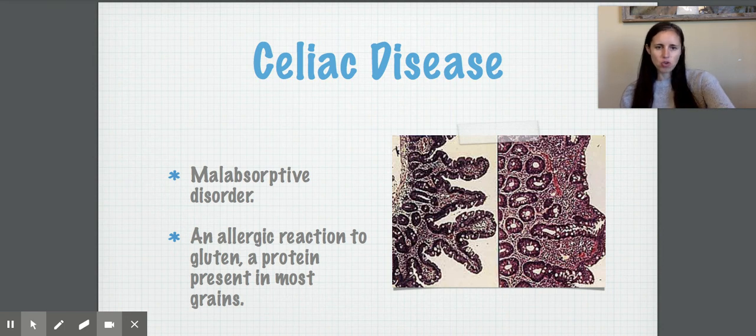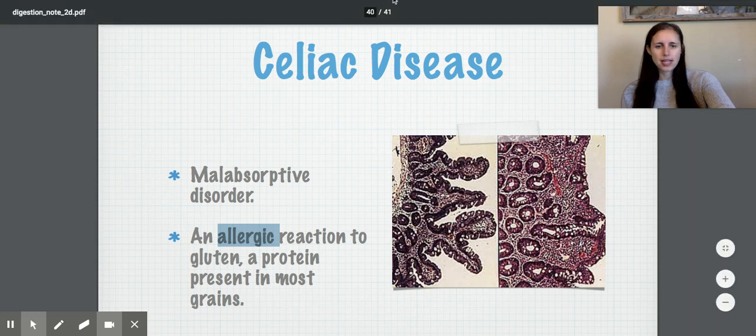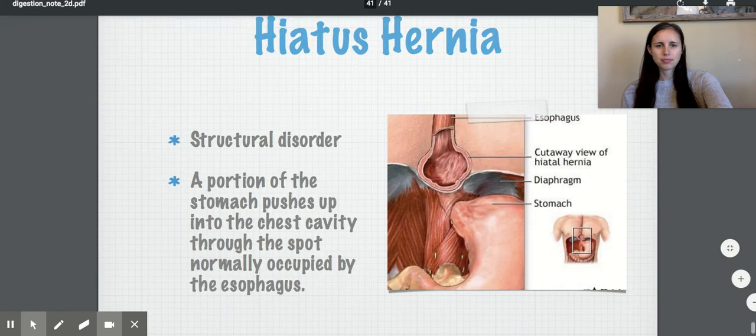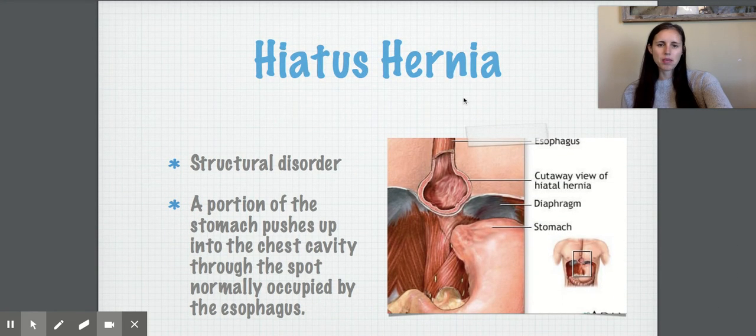So here we have normal villi and microvilli. Here we have swollen villi and microvilli. So you can see here, very easy to absorb food. Here, not so easy to absorb food because everything is so swollen. So it's considered to be a malabsorptive disorder. Again, allergic reactions are fascinating because we don't really know what causes them. So it's your body kind of acting weird to something it shouldn't act weird to. So again, celiac disease is something we don't know a ton about right now, but we are doing a lot of research on. And the last thing I want to talk about is a hernia.